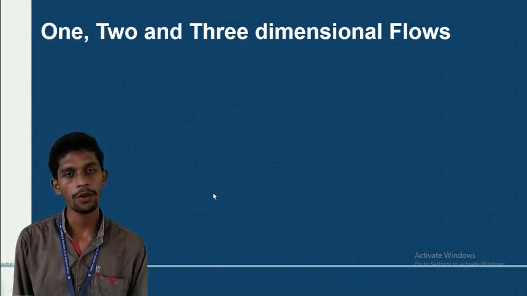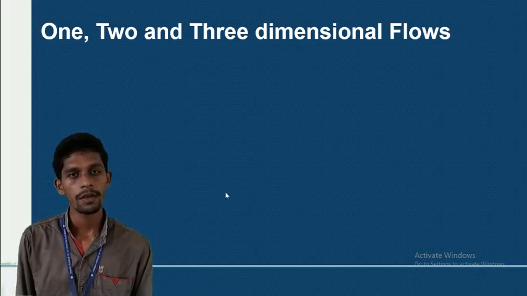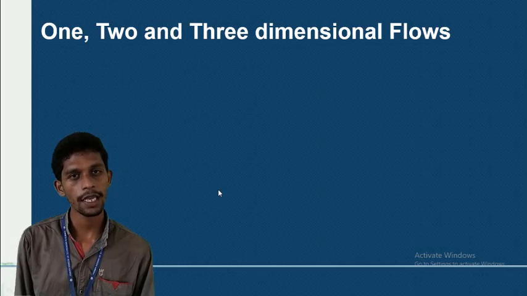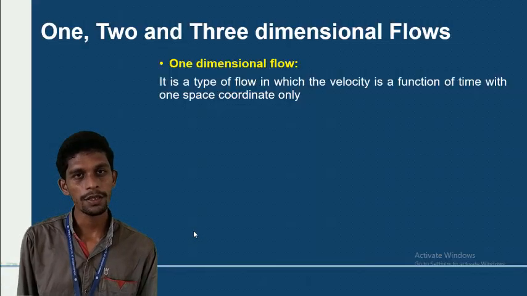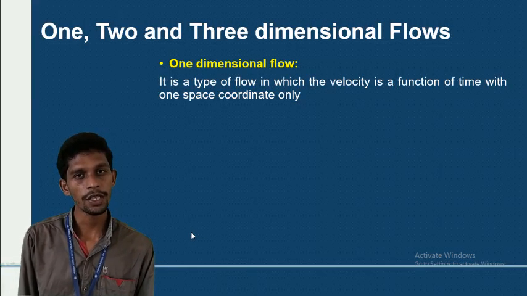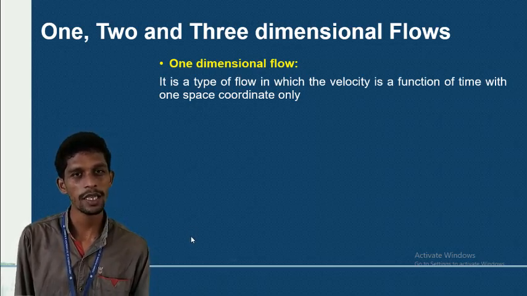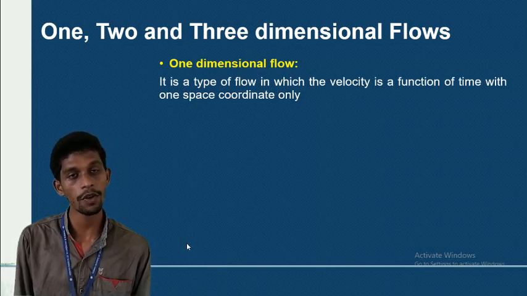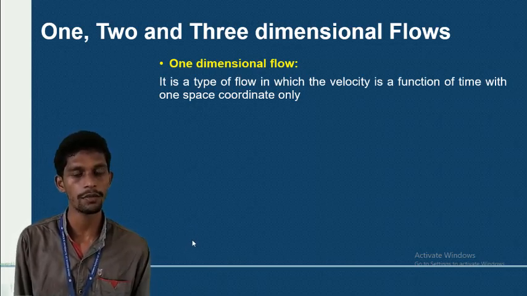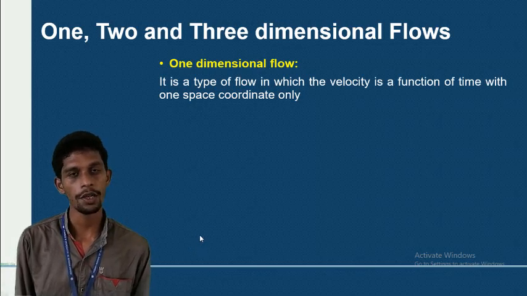In a pipe section, the fluid follows only the horizontal direction or the vertical direction. The fluid can flow in a single direction only, either x or y. If it is horizontal, you consider it as the x direction. If it is a vertical pipeline, you consider it as the y direction. It is a type of flow in which the velocity is a function of time in a single direction only, that means in the x direction only, or y only, or z only. Any one direction only.